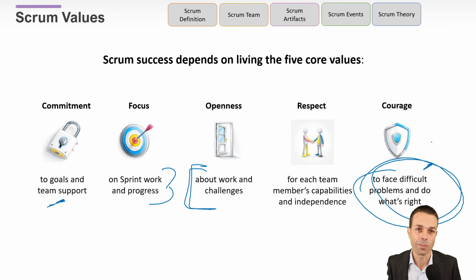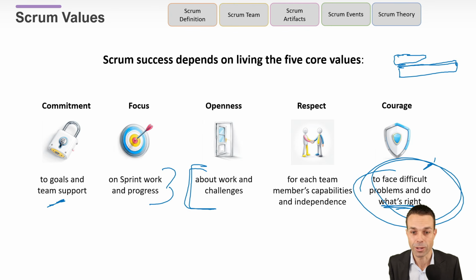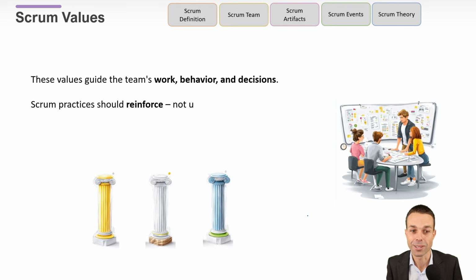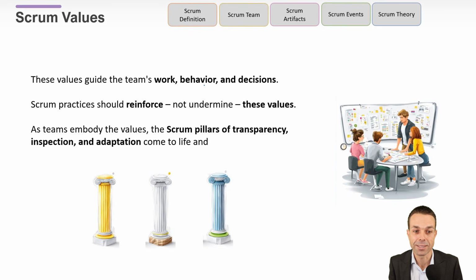Now, this is actually a really good one. To do what's right, for example, do we do just a quick and hacky fix in our system, or do we take a little bit of extra time and make sure that it's done right so that it makes it easier for our future selves, or it makes it easier for the customer in the future? We want to do what's right if we can. And we have respect for each team member's capabilities and the independence of each team member. These are the values that guide the team's work, behavior, and decisions.